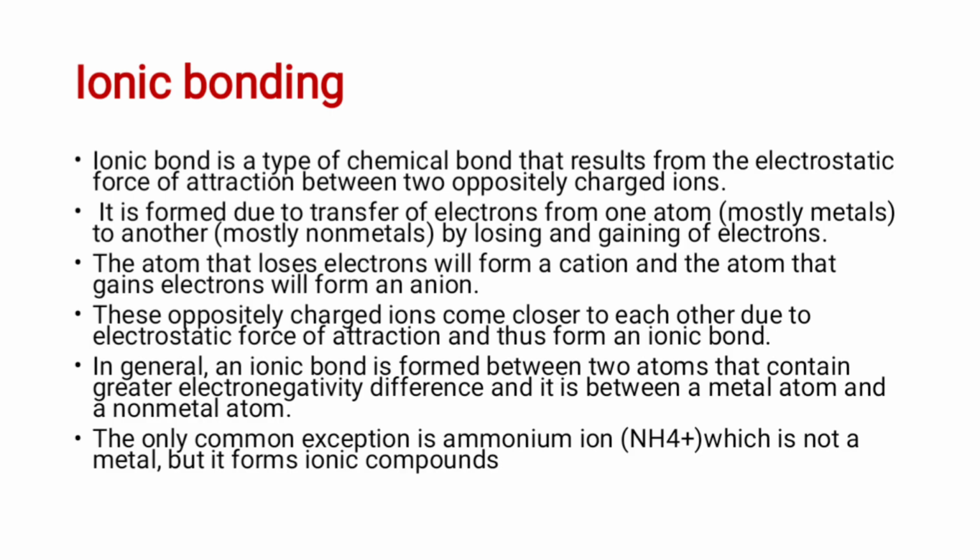Whenever an element loses electrons, like the metal sodium, it becomes a cation, and the element that gains electrons becomes an anion. These oppositely charged ions come together through electrostatic force of attraction and form the ionic bond. The metal loses electrons, the non-metal gains them, and they attract together, and that becomes ionic bonding.